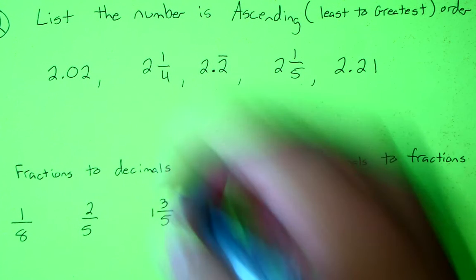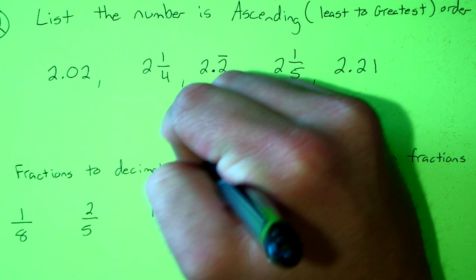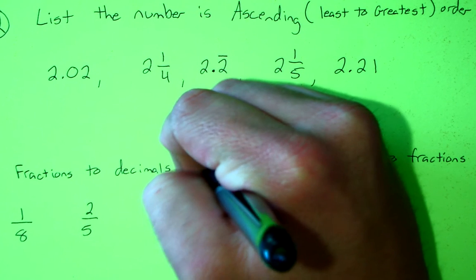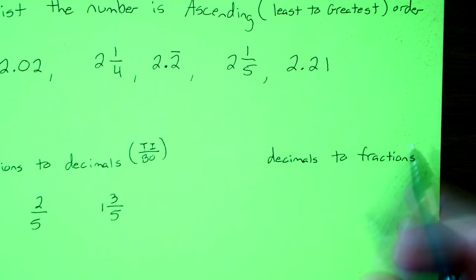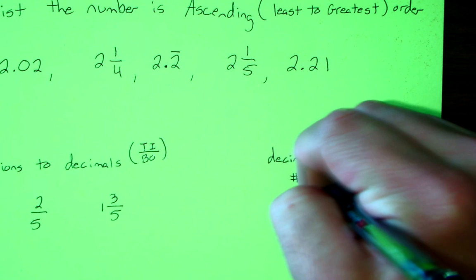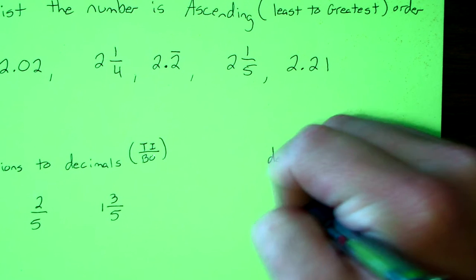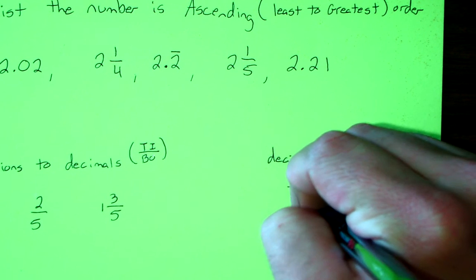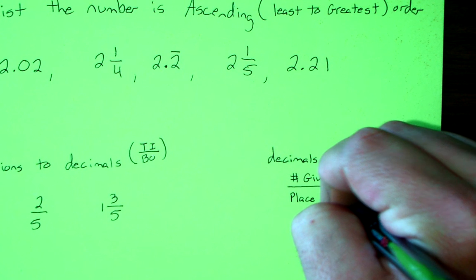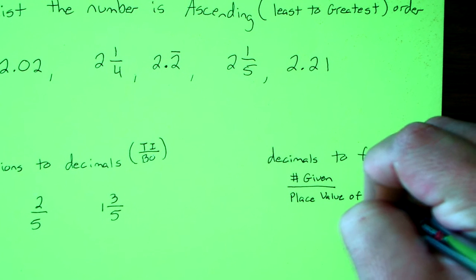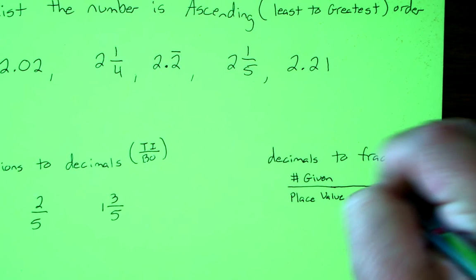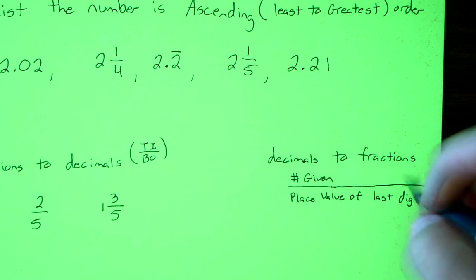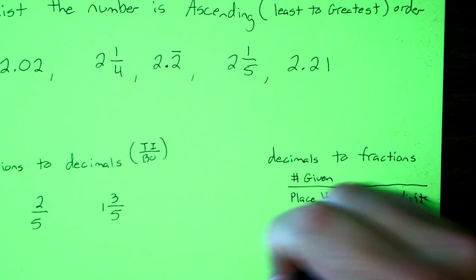How do you convert a fraction to a decimal? Tie, bow, top in, bottom out. How do you convert a decimal to a fraction? It's the number given over the place value of the last digit. So a couple of examples.